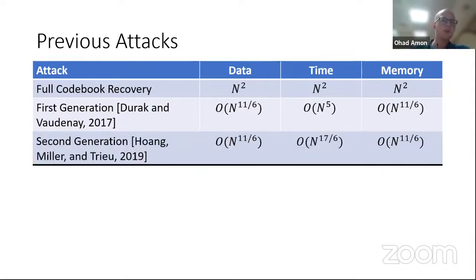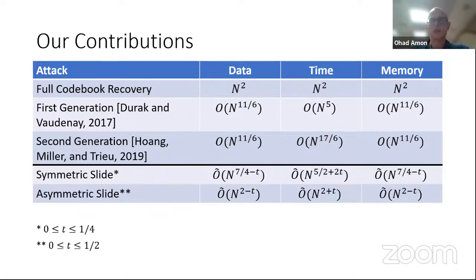We present 3 additional attacks beyond this. First, we have a symmetric slide and an asymmetric slide attack. These follow the footsteps of the second generation attack by Huang, Miller, and True by significantly reducing the data requirements while also decreasing the time and memory requirements, also adding a better time data trade-off, meaning now we can reduce the data from n to the power of 11/6, which is what we got in the second generation attack, to up to n to the power of 3/2, which is a significant increase.